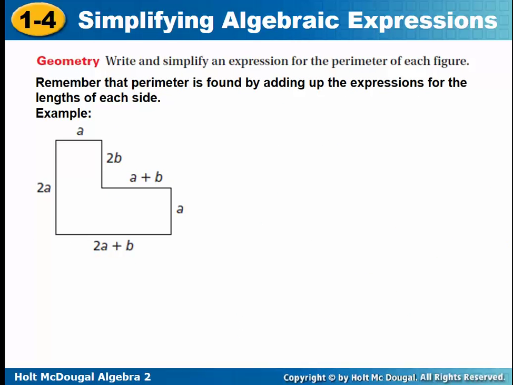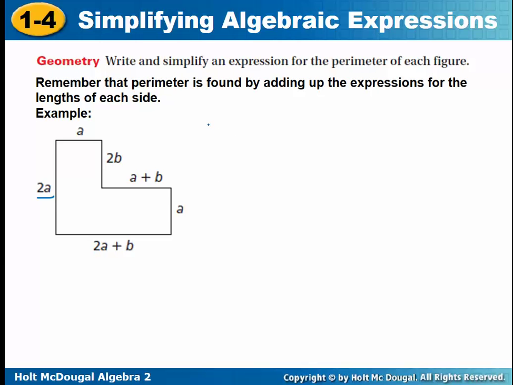Here's an application in geometry. Let's say we have this shape, and we are asked to find the perimeter. So we find perimeter by adding up each side. And each side is labeled 2A, A, 2B, A plus B, A, and 2A plus B. They're all labeled for us. Sometimes we might have to find a side that's missing, but in this one, everything's there. So we would just go ahead and write that.